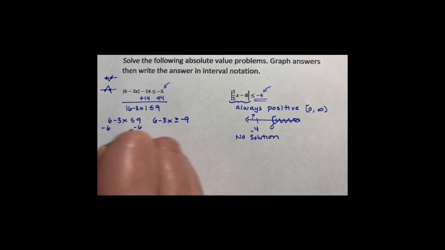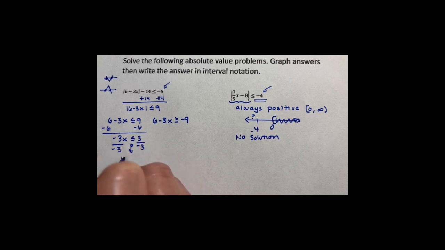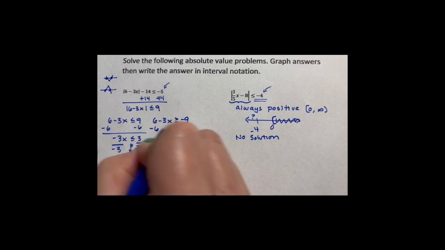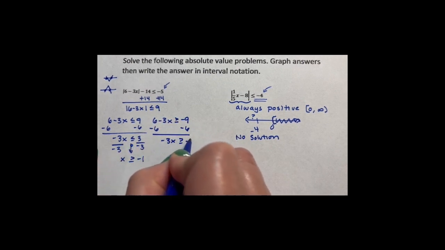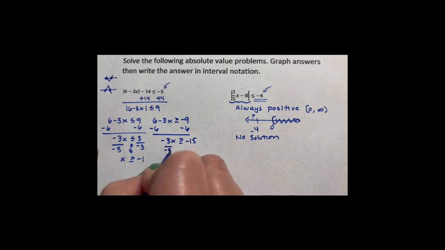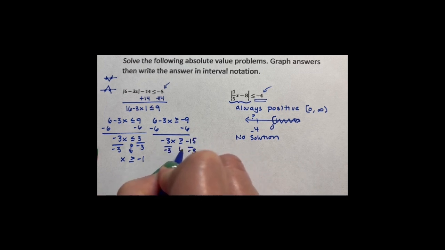We subtract 6, negative 3x is less than or equal to 3. We divide by a negative, and when we divide by a negative, we flip our inequality, so x is greater than or equal to negative 1. We subtract 6 from both sides. Negative 3x is greater than or equal to negative 15. We divide by negative 3. Flip our inequality, x is less than or equal to 5.